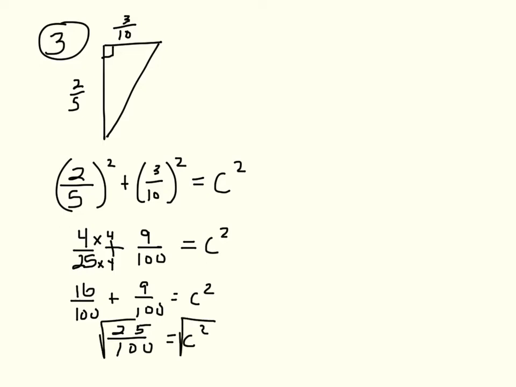I take the square root of both sides. The value of C: the square root of 25 is 5. The square root of 100 is 10. 5/10 simplifies into 1/2. So my answer would be 1/2. Example number 4. These are going to be different.